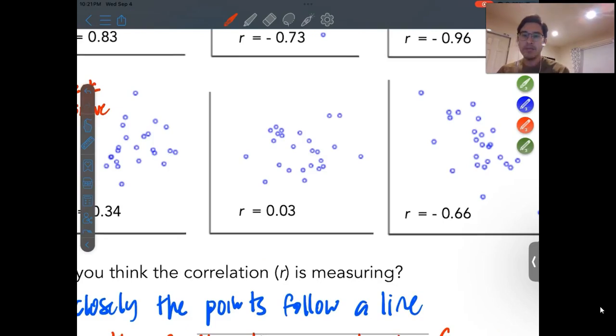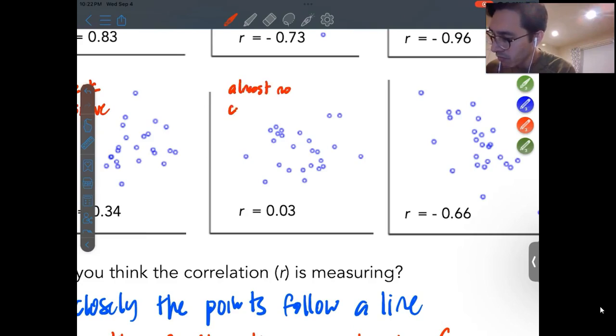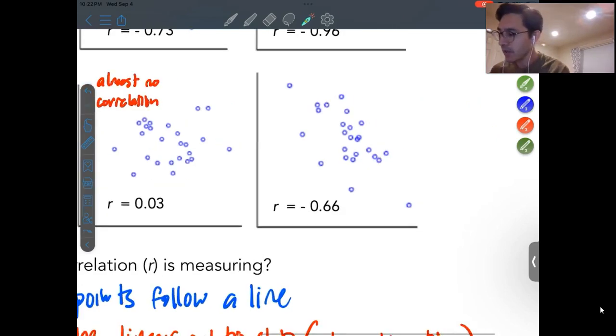This fifth one is really hard to see any sort of trend whatsoever. So we would describe this as having almost no correlation. And that's the reason why the value is so close to 0. The last one here, we can probably describe as being moderate and in the negative direction.